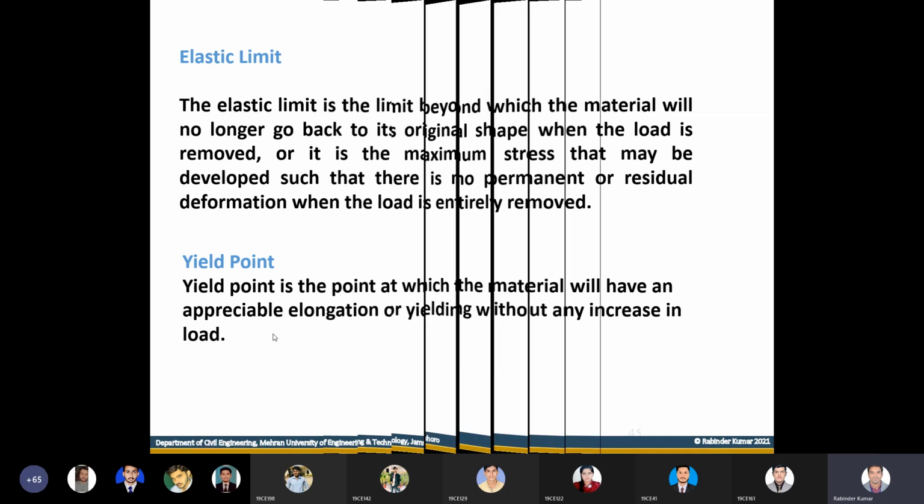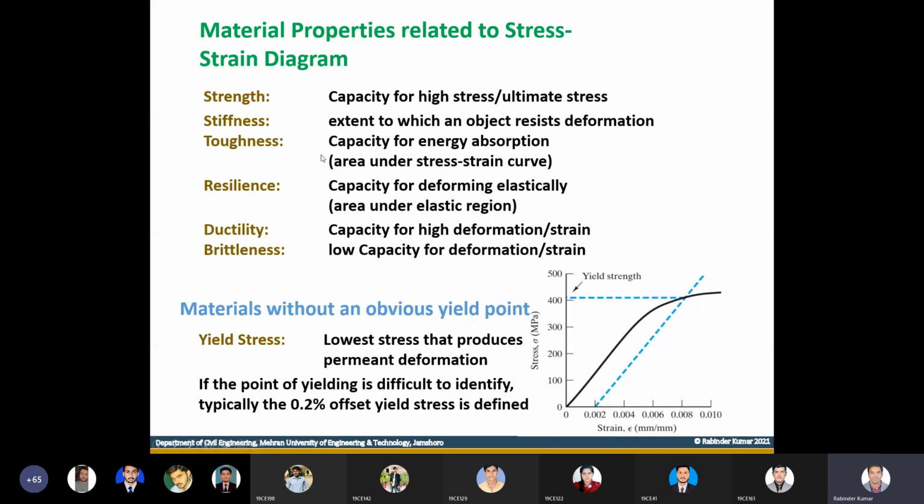So these are the material's properties related to the stress strain diagram. I showed you the stress diagram, and I have summarized the definitions. These are just the keywords. If you know these keywords, you will be able to understand these properties. So strength is the capacity for higher stress or ultimate stress. If a material has the capacity to take higher stresses, that is known as strength. Stiffness is the extent to which an object resists deformation.